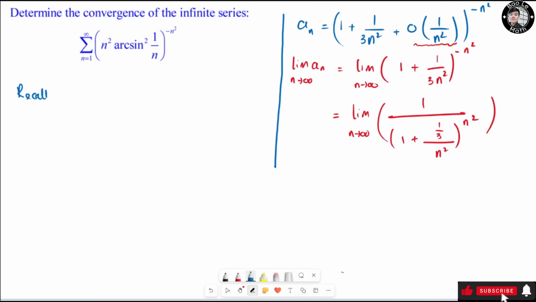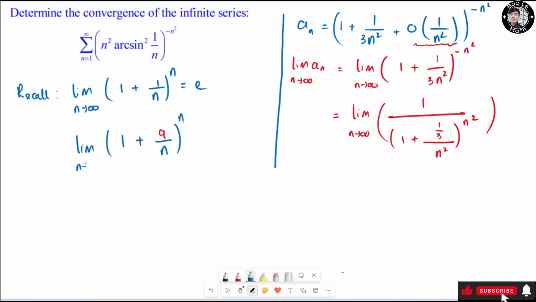Recall, you have the limit of 1 plus 1 over n raised to the n equals e when n approaches infinity. If you want to learn how to prove this formula, please check out the link in the description below. Alright, so we have the limit of 1 plus a over n raised to the n when n approaches infinity. It's going to be e raised to the a.